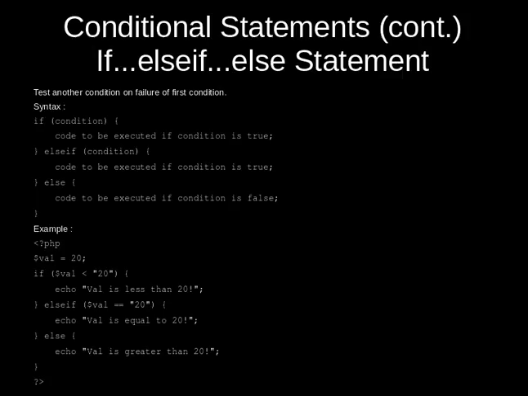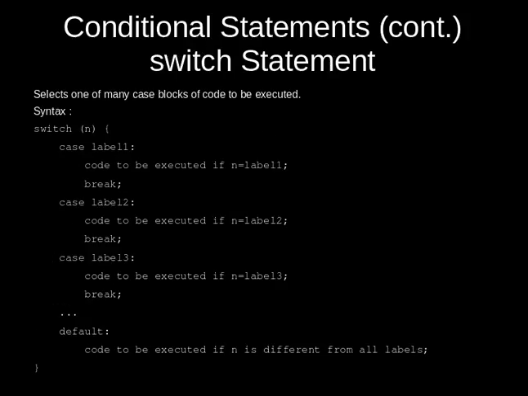Switch selects one of many case blocks of code to be executed. So basically within a switch you pass a variable and you have case labels that match the variable that is passed. So let's say if n is equal to label 1, then the code beside the statement label 1 would be executed until a break statement is provided.